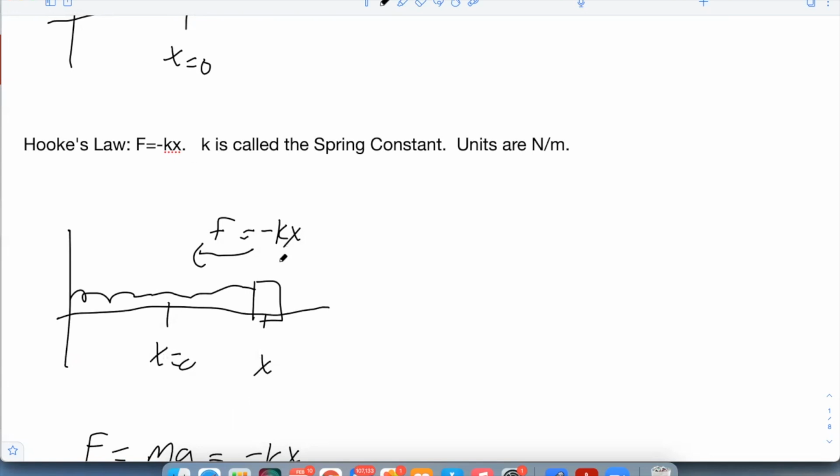Hooke's law says that a force is going to go in the opposite direction of whichever way I moved it. If I stretch it out, if X is positive, my force will push me back, negative. If I compress the spring, the force would push to the right. It would be positive. So Hooke's law says that there's a force, negative k times your displacement from equilibrium.